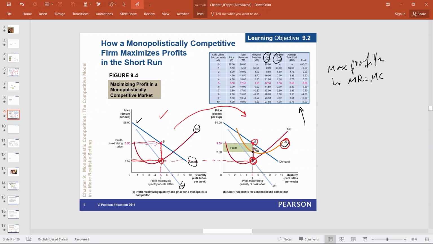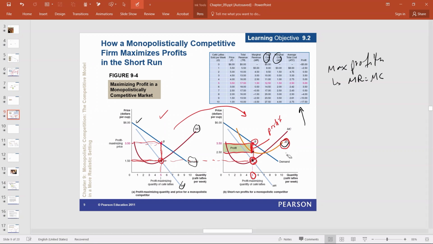Now we want to determine the level of profit. So we come from point B, and we draw a line until we hit the average total cost. So this area is the level of profit, and this is the area of profit, and the profit is achieved at production level 5. So in this situation, this company is making profit in a monopolistic competitive market.